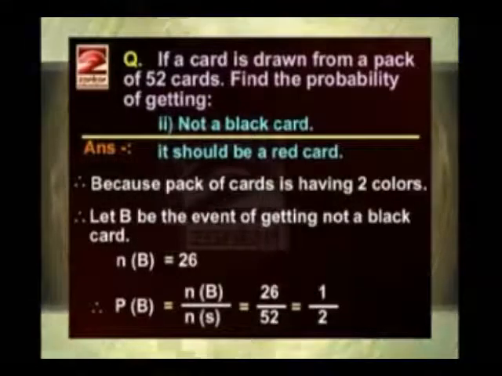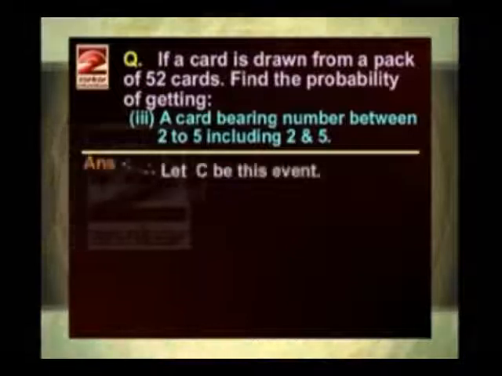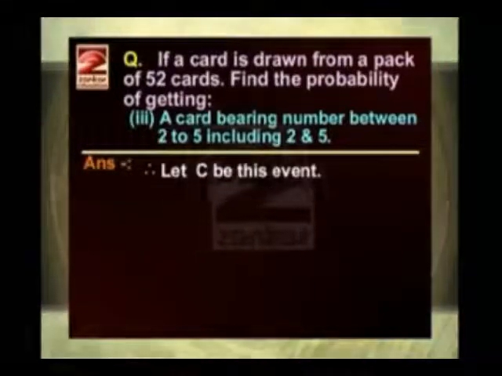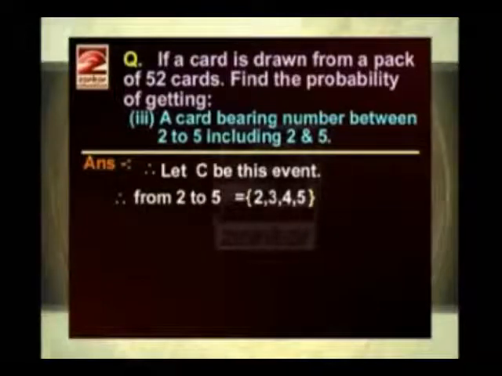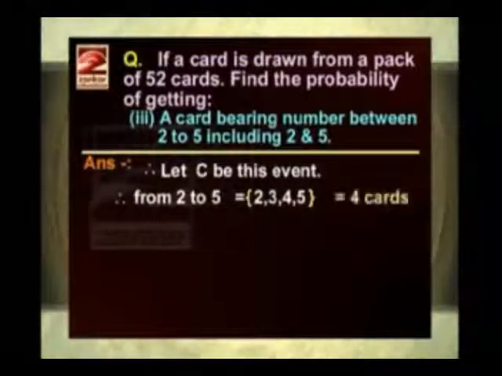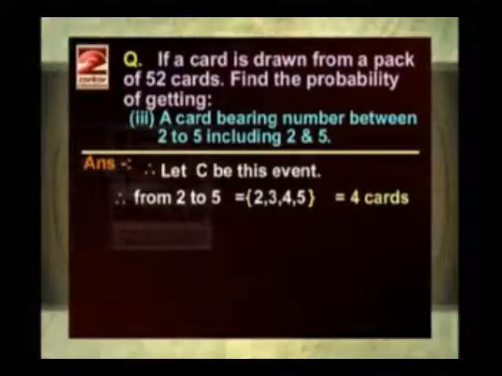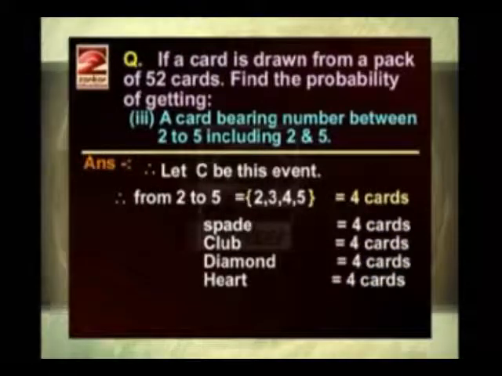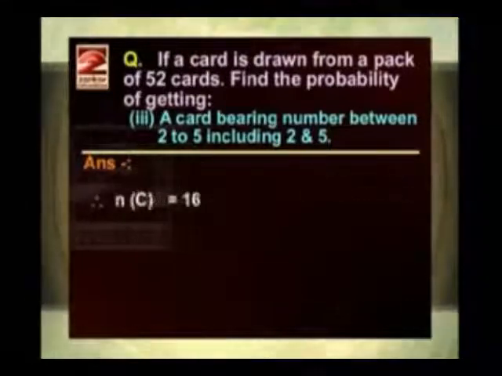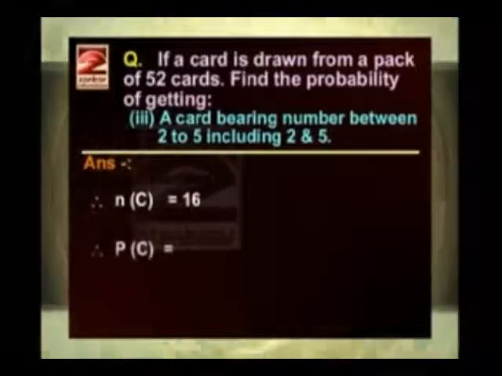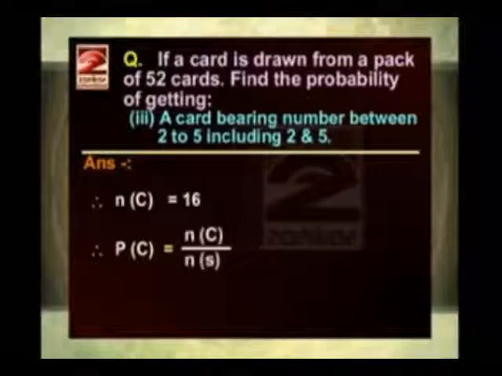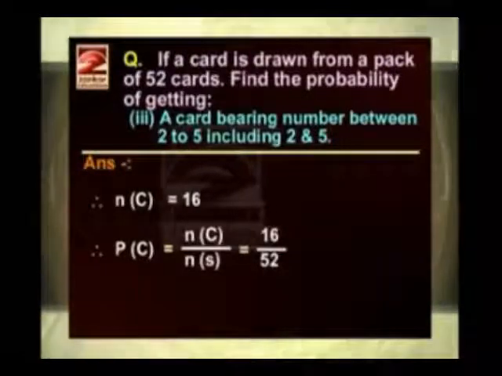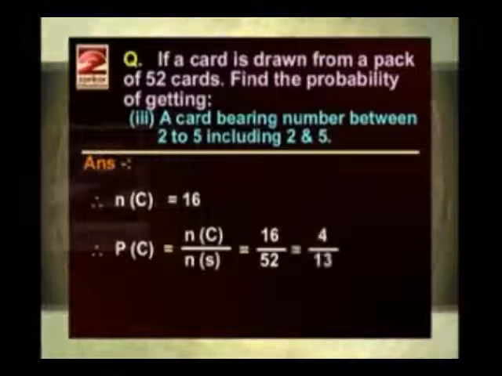Now the next event, a card bearing a number between 2 to 5 including 2 and 5. Let C be this event. So, from 2 to 5 means 2, 3, 4, 5, that is 4 cards. So there are 4 different suits, that is spade, club, diamond and heart. So the total cards will be 4 into 4, that is 16. Therefore n(C) is equal to 16. Therefore P(C) is equal to n(C) upon n(S), that is equal to 16 upon 52. That is equal to 4 upon 13.